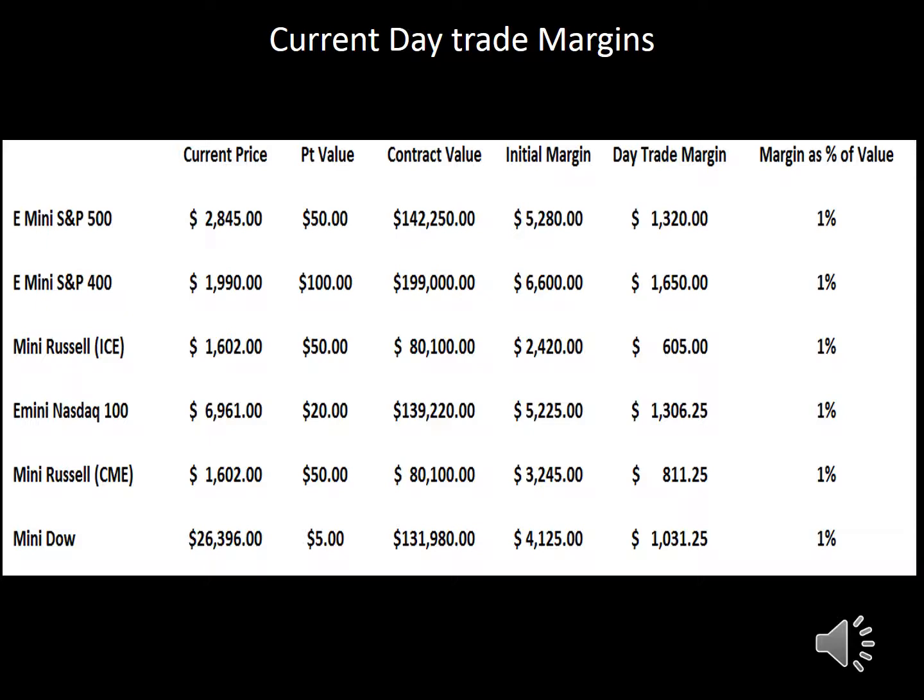The one that I trade, of course, is the E-mini NASDAQ 100. The overnight margin is $5,225, and the day trade margin is only $1,306. When I show my track record, I show it trading with $5,000, but you don't need that much to day trade. You only need 1/4 of the initial margin to do day trades. If you have any questions about this, be sure to contact me and we'll go through it in detail.